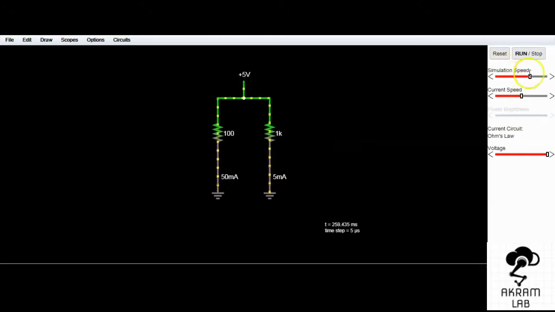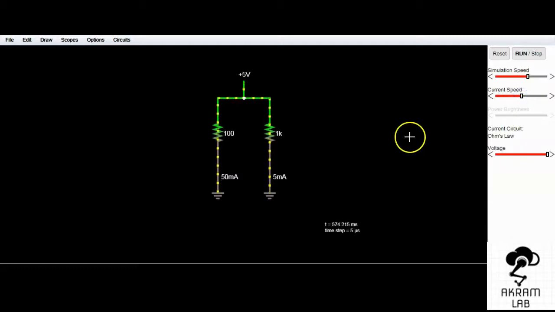On the right side, you can see there are 3 slide bars. The first is the simulation speed. If we change this in this circuit, you cannot see the change very visually, so I will show you this in the next circuit. Here, the yellow dots moving are representing the current speed, meaning the flow of electrons. If we change it like this, you can see that the speed is increased, and if we slide it to the left side, the speed is decreasing.